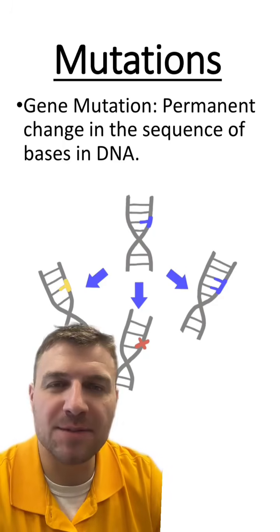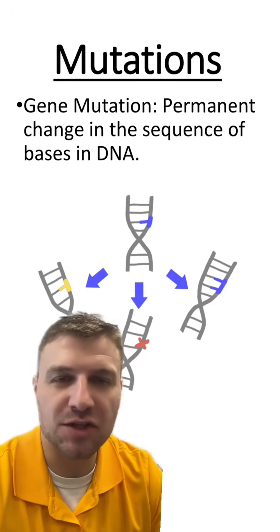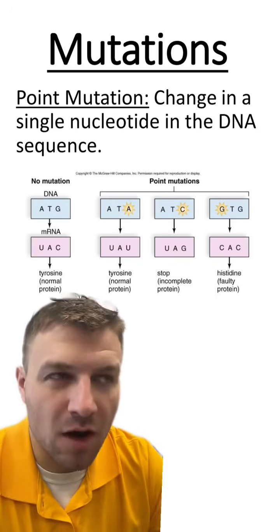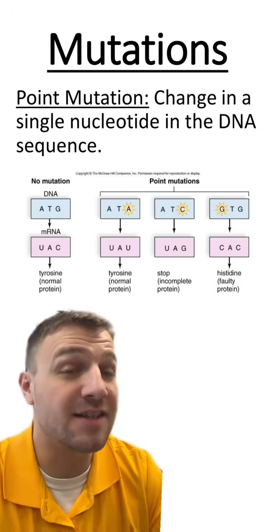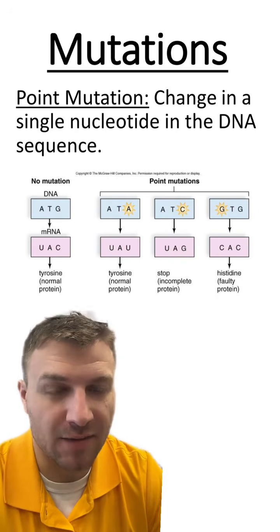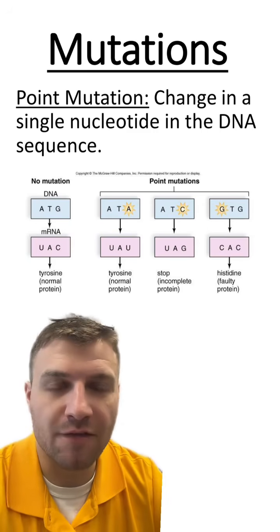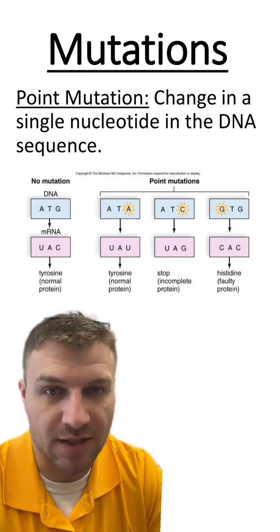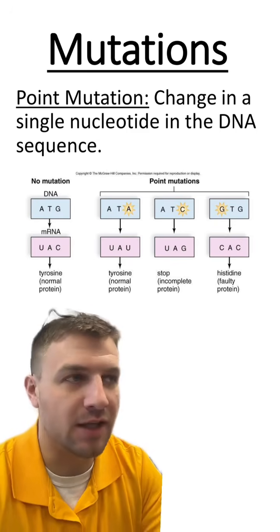Let's talk about the different types of mutations we're going to see in biology. Remember that mutations are permanent changes in the DNA sequence of a cell. Our first type of mutation we're going to talk about is a point mutation. These are changes of a single nucleotide within the DNA. Now, there are many different types of point mutations, but they all revolve around the fact they change only one single nucleotide. This can be like changing an adenine to a cytosine or guanine to a thymine.